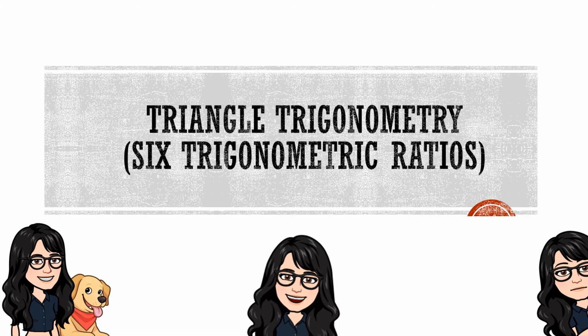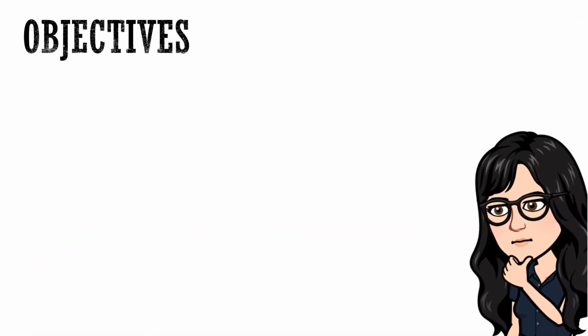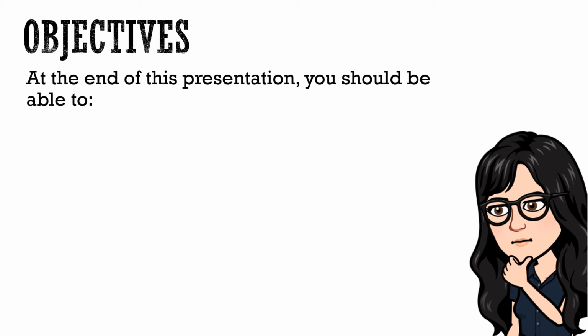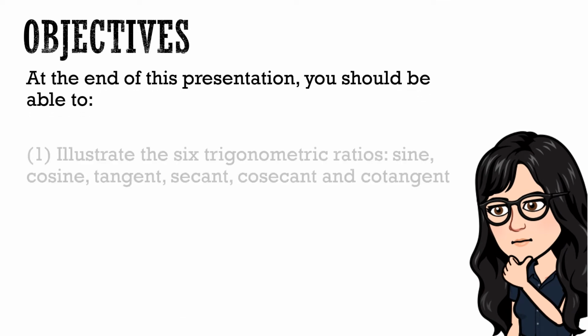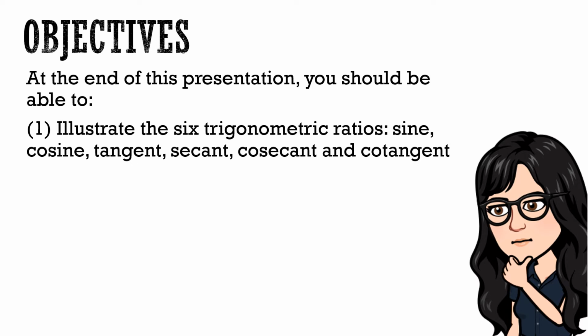Triangle trigonometry, the six trigonometric ratios. Our objectives. At the end of this presentation, you should be able to illustrate the six trigonometric ratios: sine, cosine, tangent, secant, cosecant, and cotangent. Let's start.